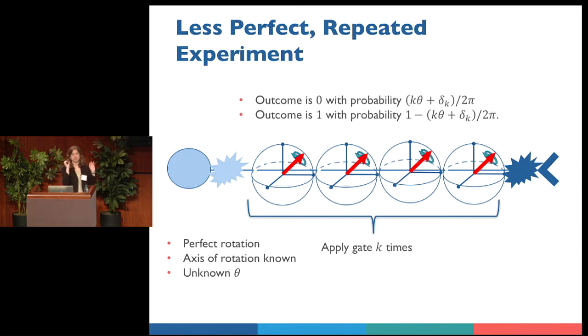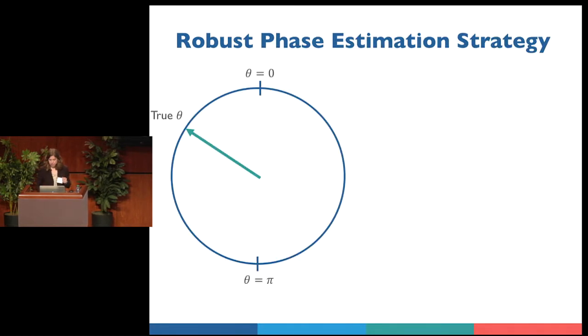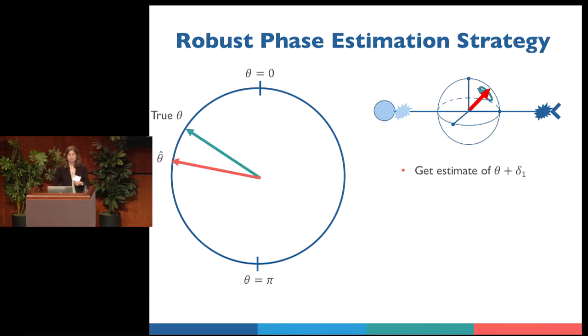So how do we use these types of experiments to figure out what theta is? We're going to do a series of these experiments, and I'm going to track our knowledge of, or our estimate of, theta over time. So I'm going to put it on this unit circle. So imagine that the true theta is where that arrow is pointing.